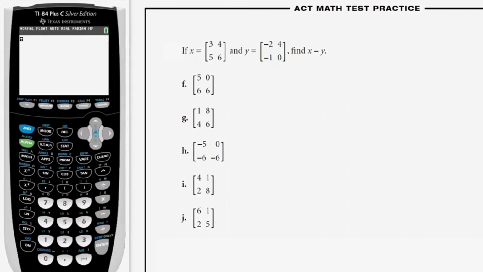In this video, we're going to learn how to solve this ACT math question easily and fast using the TI-84 Plus scientific calculator. Alright, so guys, the question is under matrix. We have matrix X to be this and matrix Y to be this. We have to find matrix X minus matrix Y. Okay, so guys, this question is very simple using the TI-84 Plus scientific calculator.